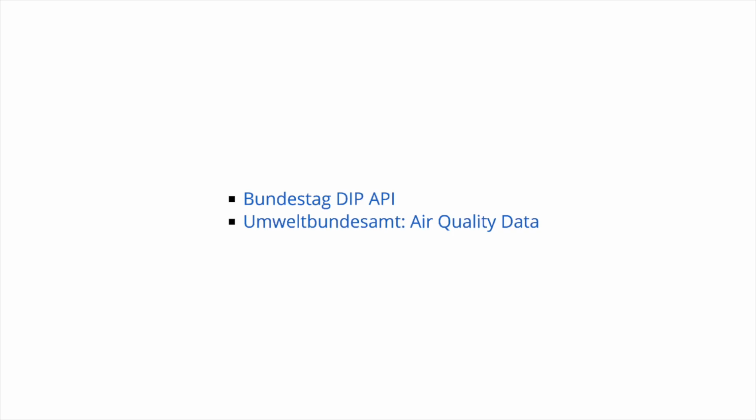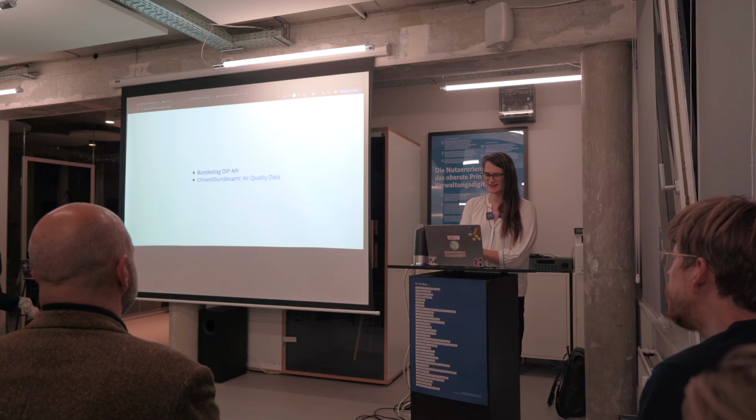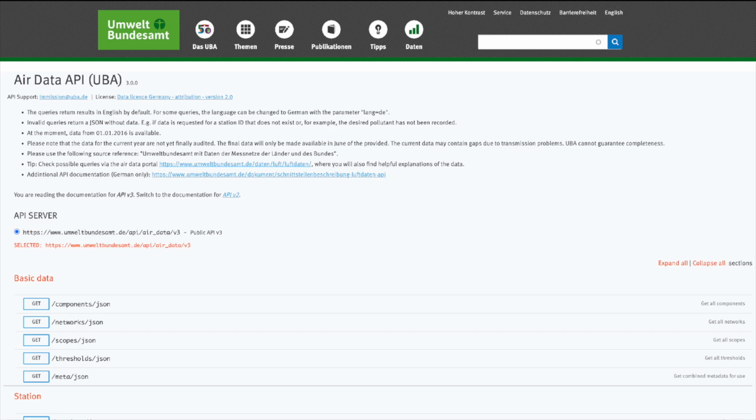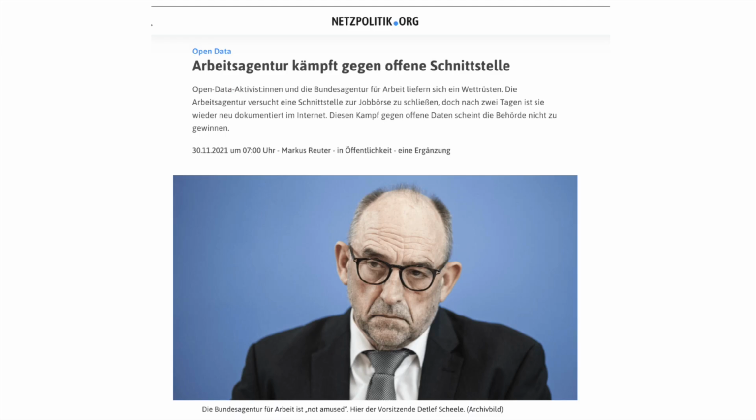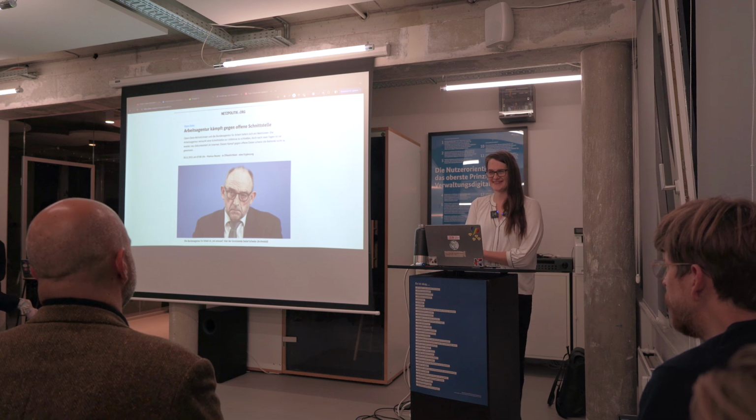The first people who did that were from the Federal Environment Agency, or I don't know how to translate their name, but they were the first ones doing that, and then even sending a pull request, I think. So the Bundestag didn't do that, but they just notified us. And then there is like the Arbeitsagentur, and they hate us.